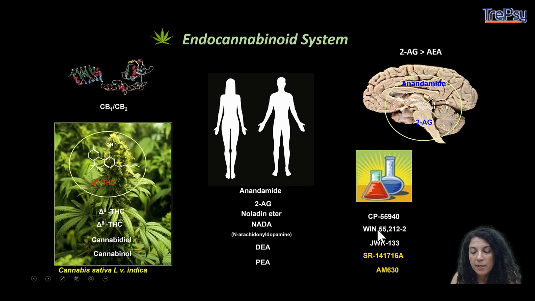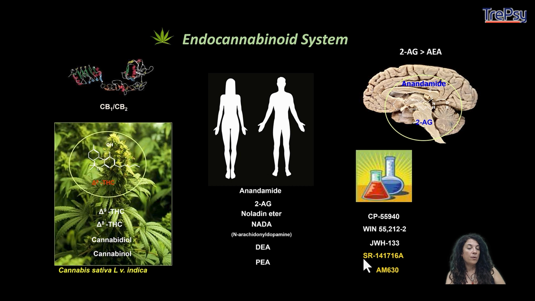You know that WIN55,212-2 is a full agonist at the CB1 cannabinoid receptor and has a much higher affinity than THC. And this one, the antagonist rimonabant, SR141716, was withdrawn from the market because of adverse effects.